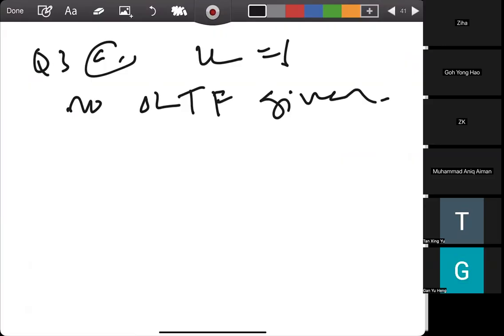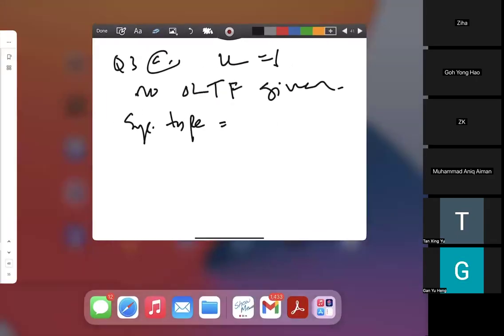What is the system type and order of the system? If the system has only poles without zeros. Okay. System type. Okay, you look at the plot.